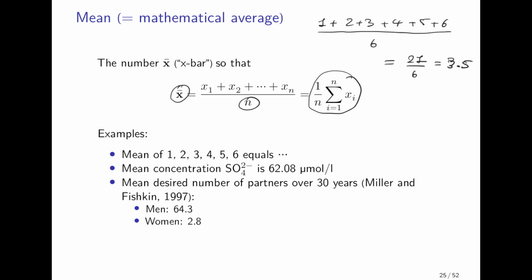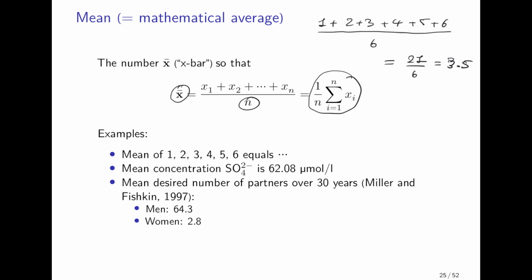And then a funny but very revealing example to show you how the mean can be a good and sometimes not so good measure to consider comes from a study by Miller and Fishkin that's now about 30 years of age. In this study, Miller and Fishkin did a survey and they asked men and women, I assume young men and women, for the desired number of romantic partners over the next 30 years.